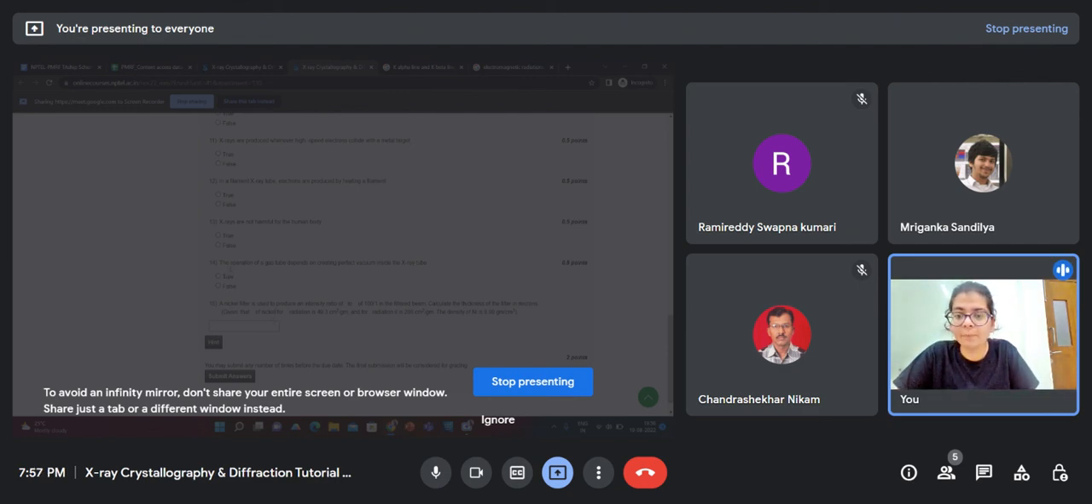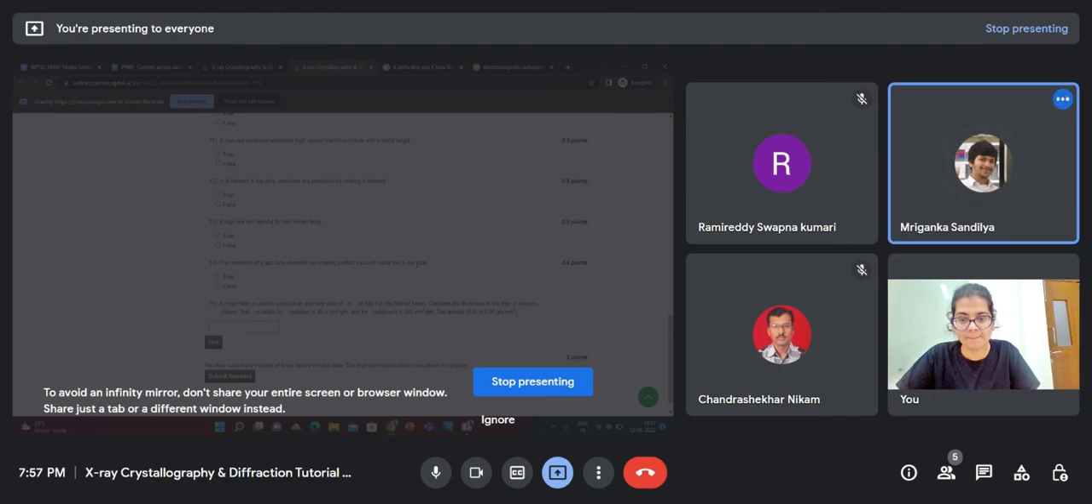So for question 14, we will discuss: the operation of a gas tube depends on creating perfect vacuum inside the X-ray tube. True, ma'am. So this statement is true? Inside the X-ray tube there is evacuation we will do. This is false, I think. The operation of a gas tube depends on creating perfect vacuum inside the X-ray tube.